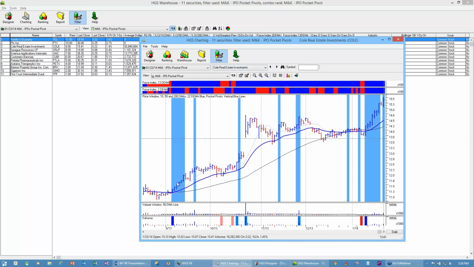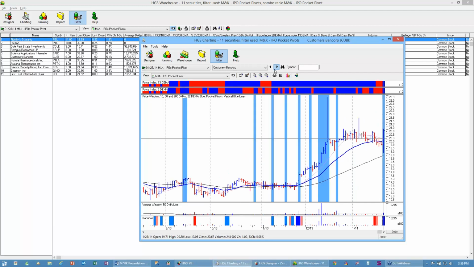This has been a great one here. Look at all these signals. A little late here. These are beautiful, multiple pocket pivots. A kahuna down here, force indexes firing at the same time. So you can see how these indicators really complement one another.